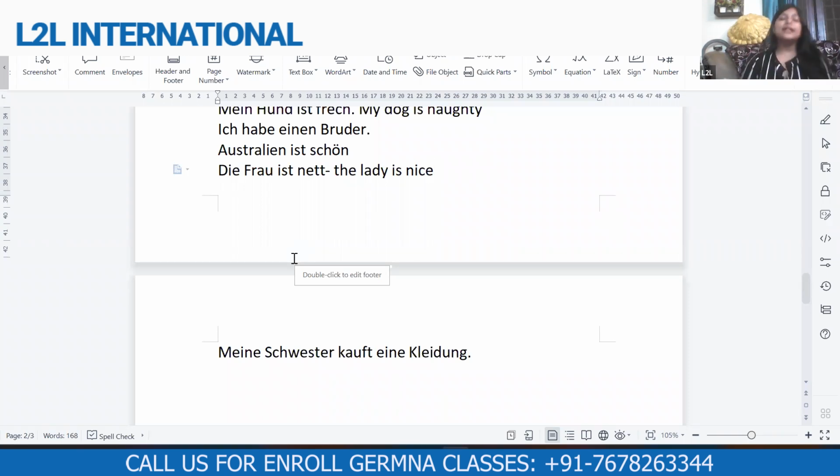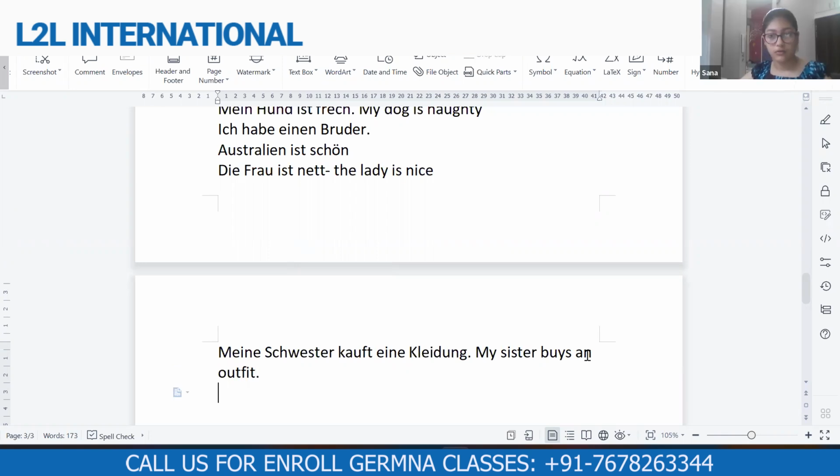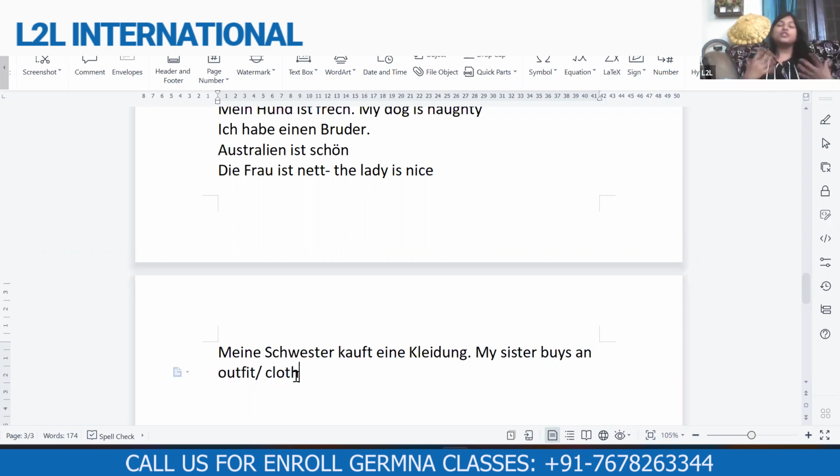Very good. Meine Schwester kauft eine Kleidung. My sister buys an outfit. Sana. Accusative, nominative. Accusative. Yeah, very good. So meine Schwester is your nominative subject, and she buys what? So that what part becomes a direct object because we are focusing here on what your sister is buying. So my sister is buying an outfit. Kleidung is outfit, or you can also say cloth. It's die Kleidung. So she is buying a cloth. That's why this is an accusative sentence.